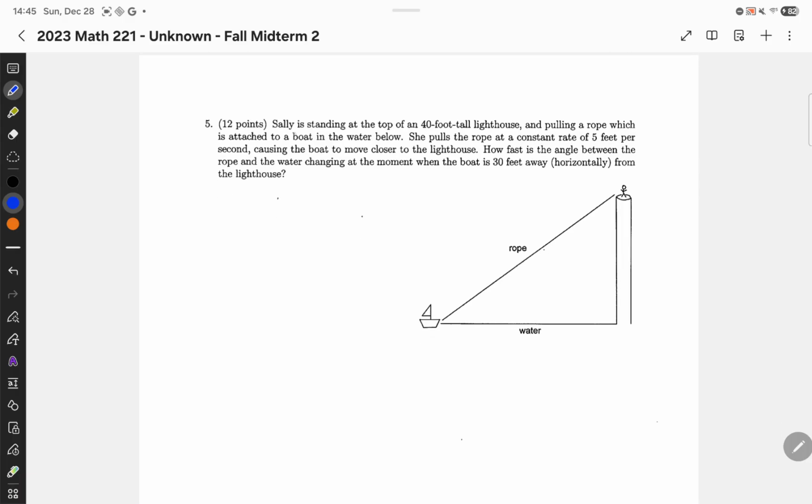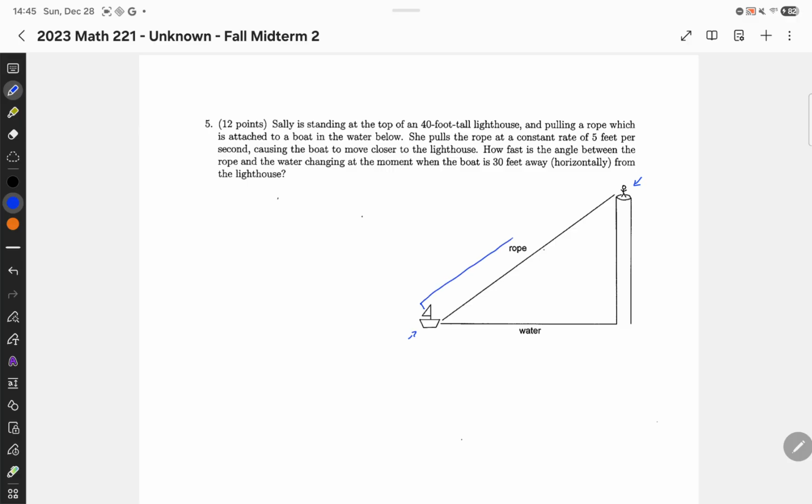Alright, so for question 5, we have that Sally is standing at the top of a 40-foot tall lighthouse and pulling a rope which is attached to a boat in the water below. So we have Sally up here, the boat down here, and she is pulling the rope at a constant rate of 5 feet per second. While we read this, let's label some things.